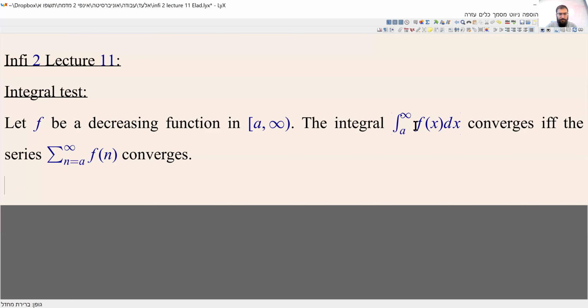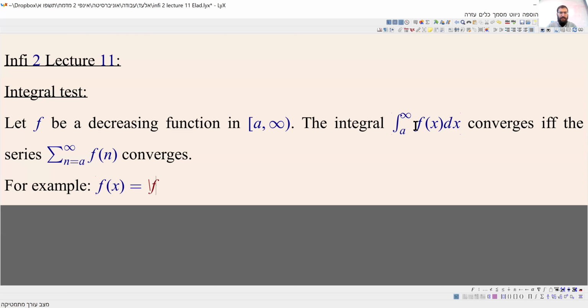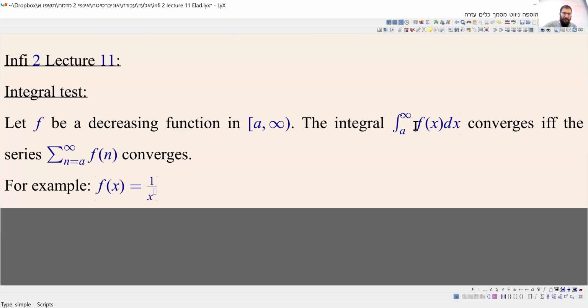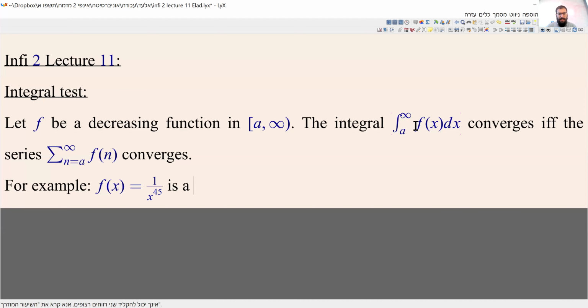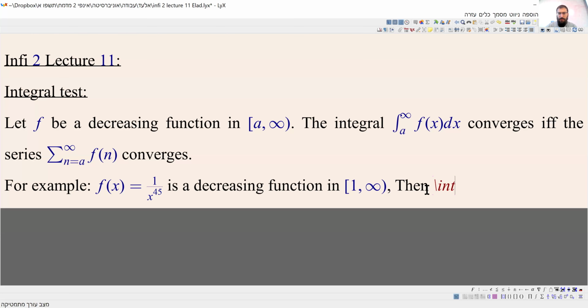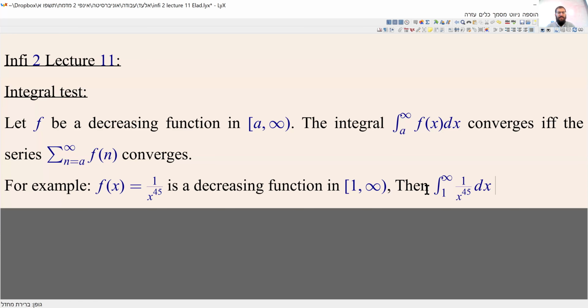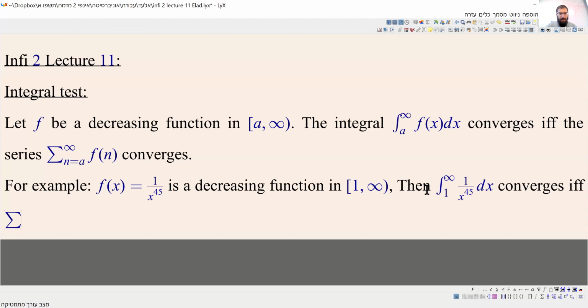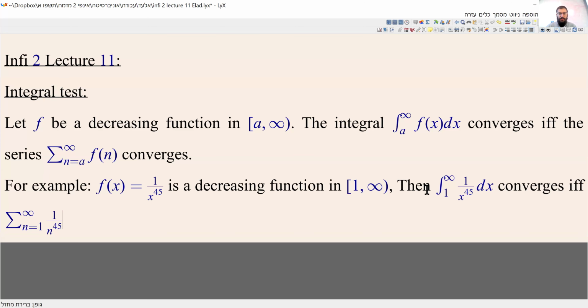For example, f(x), any number you like, 45, is a decreasing function from 1 to infinity, then its integral converges if and only if the corresponding series, which is the series of 1 over n to the power of 45, converges.